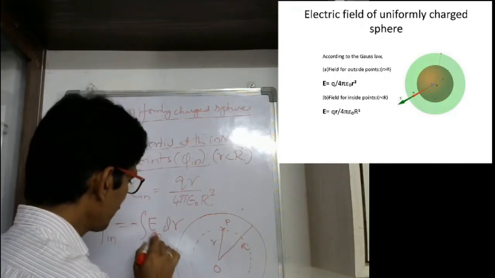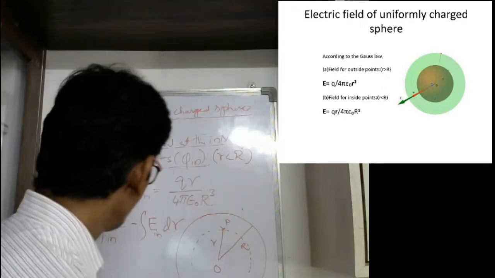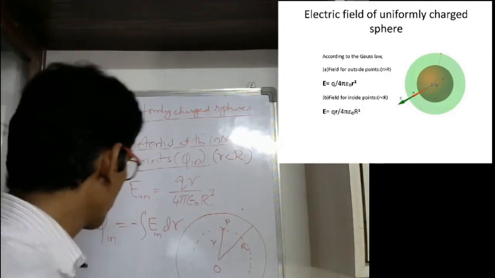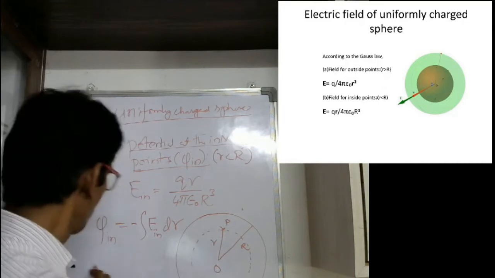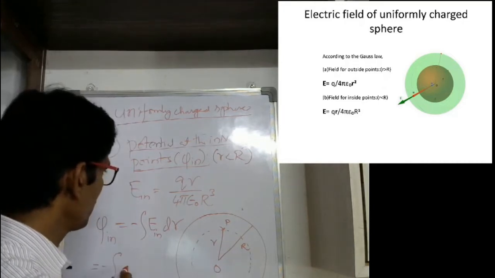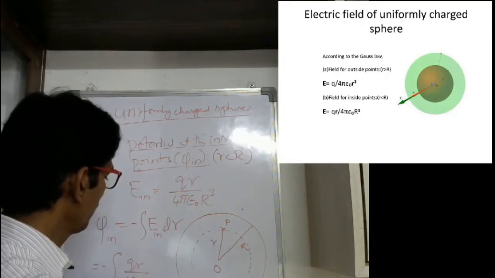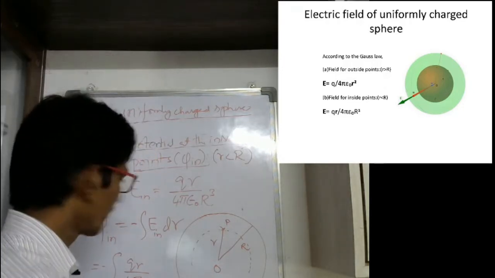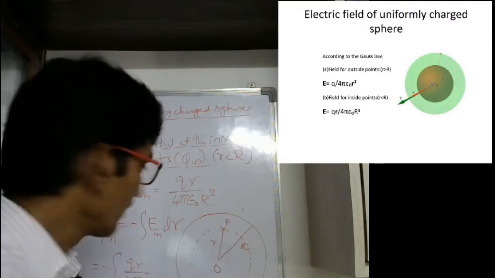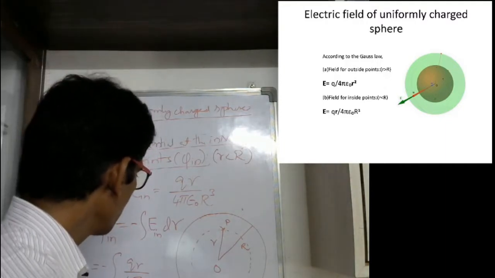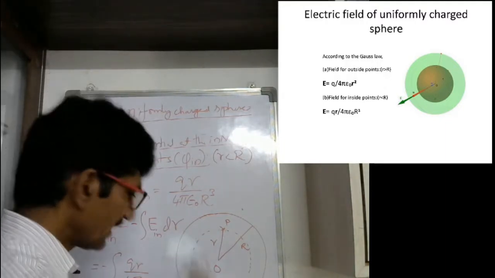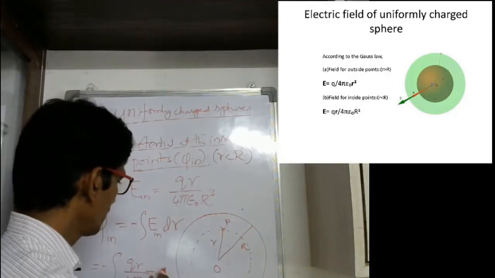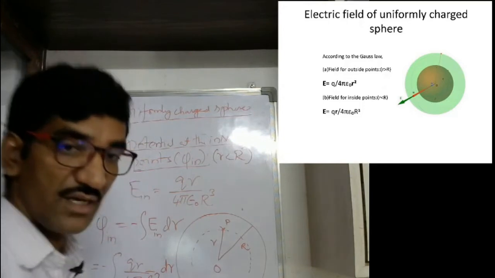So you write here phi in, and E in you have to make use of. That means this is equal to minus integral of q r by 4 pi epsilon naught R cube dr.